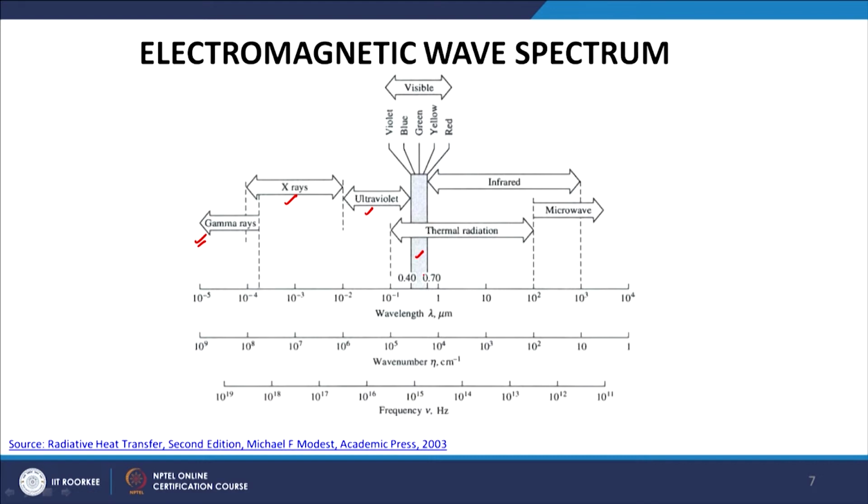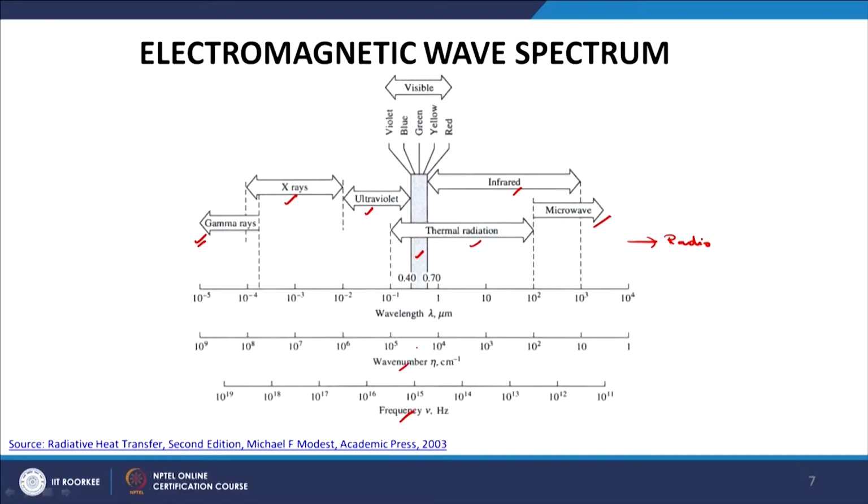Visible is a very short wavelength interval, starting from 0.4 micron to 0.7 micron. The most energetic visible photons are basically violet, and then they decrease in intensity. Red is the weakest visible radiation, and after red is all infrared. We have thermal radiation, infrared radiation, microwaves, and beyond microwaves we have radio waves. So, we have classified the spectrum into different regions. The most energetic is gamma rays, and the weakest are radio waves.